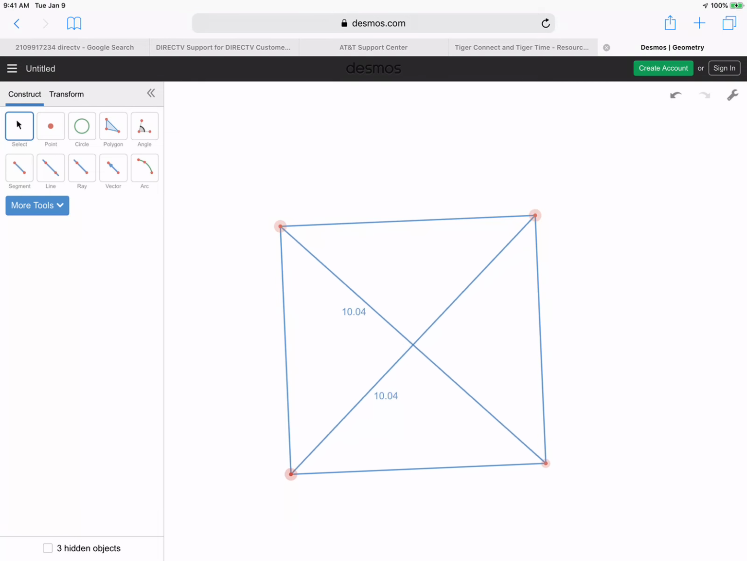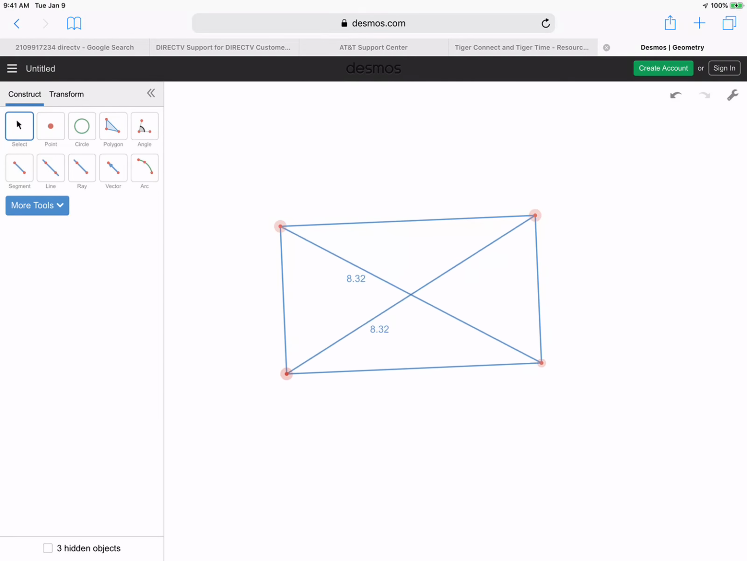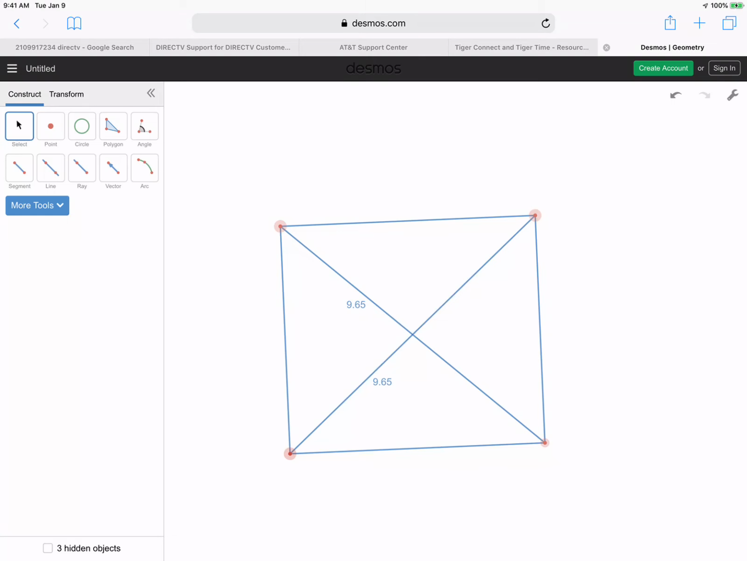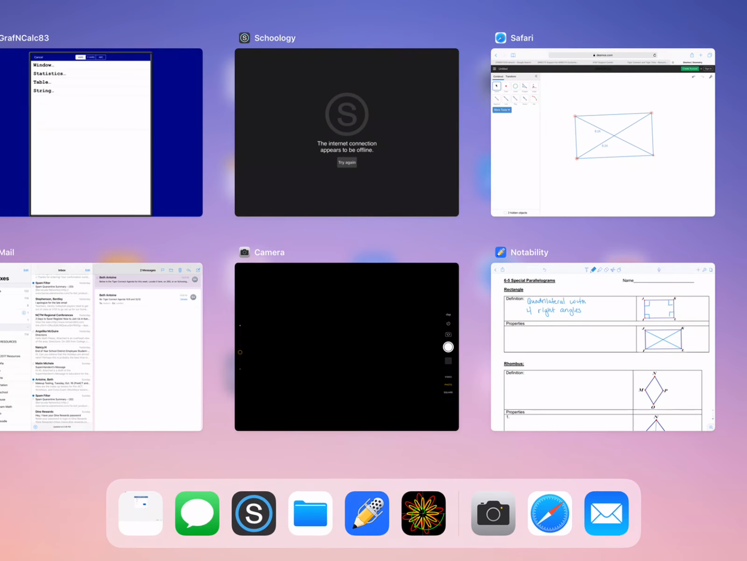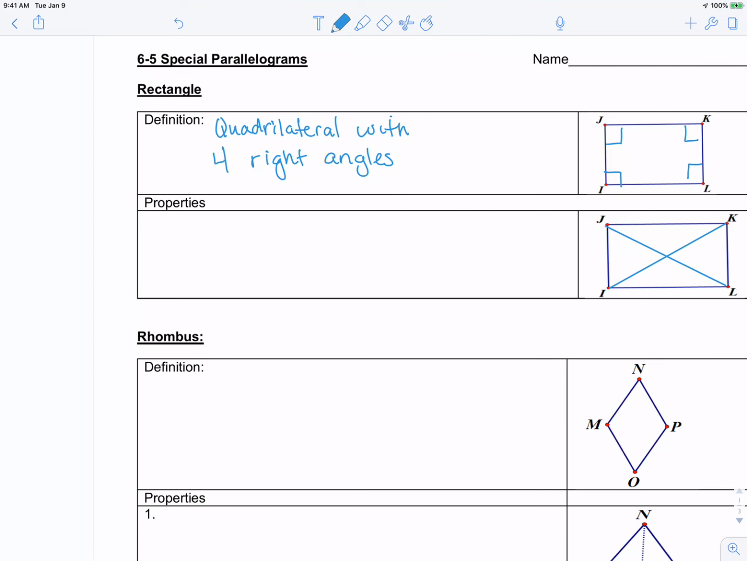If I change the size of my rectangle, you'll notice that the lengths of the two diagonals stay the same. So that is the additional property for rectangles. Diagonals are congruent.